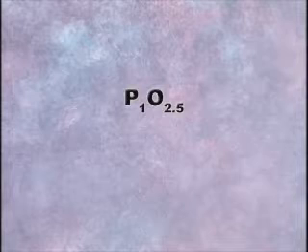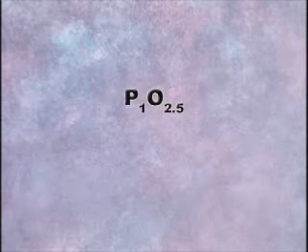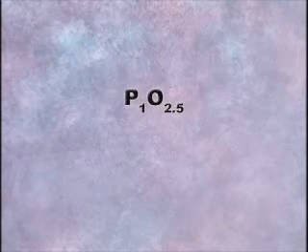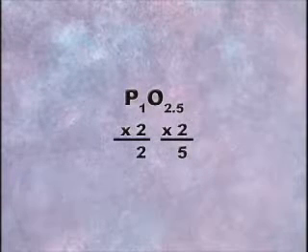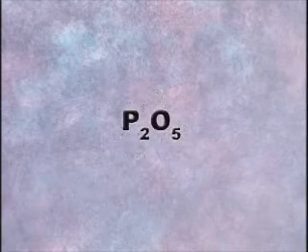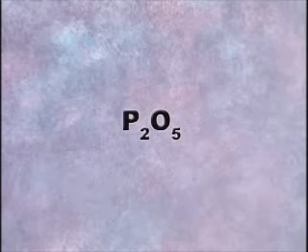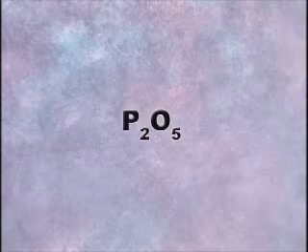Remember that an empirical formula is the simplest whole number ratio of the elements in the compound. All we need to do here is multiply the subscripts by 2. And the formula becomes P2O5. Can you name this compound? Sure you can. If you said diphosphorus pentoxide, you're right on target.